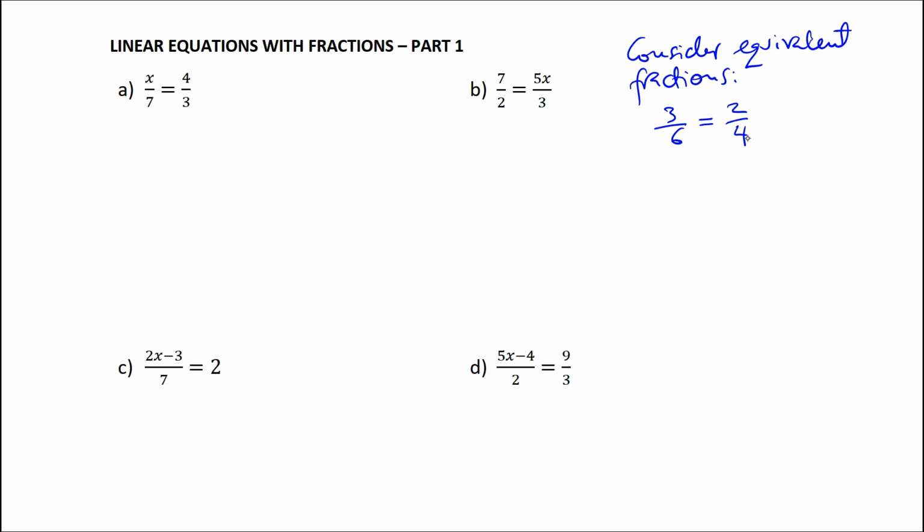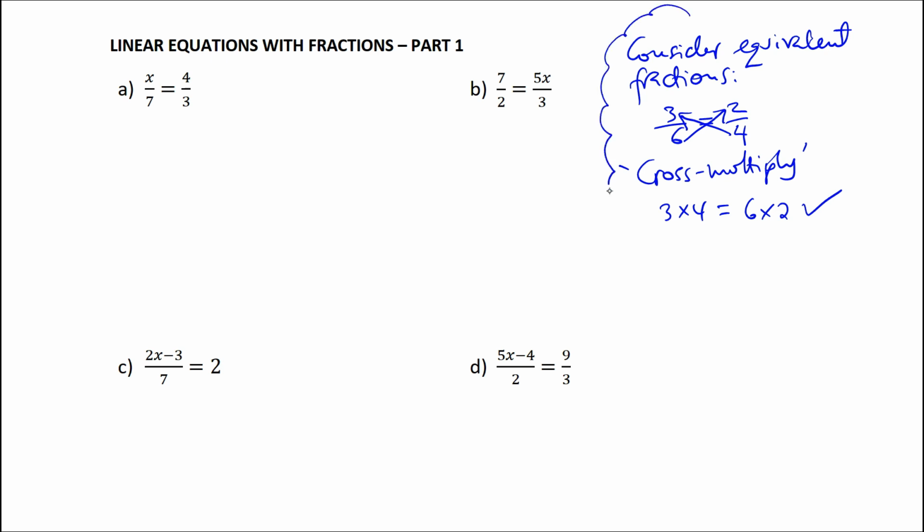Now, what I want to do here is what's called cross multiplying. So by cross multiplying, what that means is multiply 6 by 2 and multiply 4 by 3. What I will end up with is 3 multiplied by 4 is equal to 6 multiplied by 2, which is also a true statement. So when you cross multiply, you really don't change an equation. In fact, we can use this strategy in solving equations with fractions.